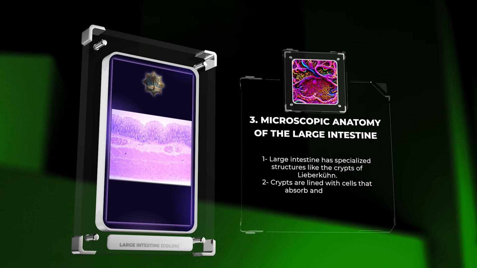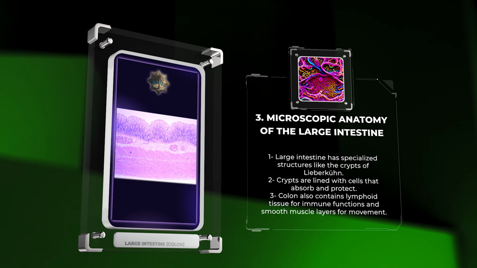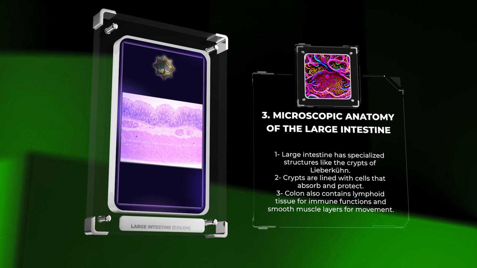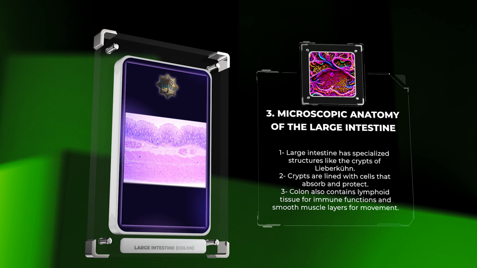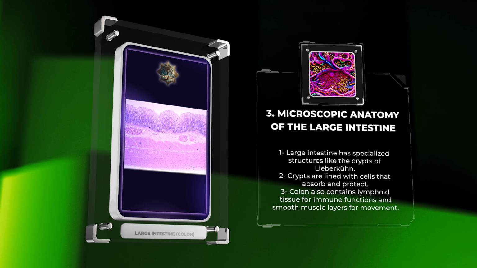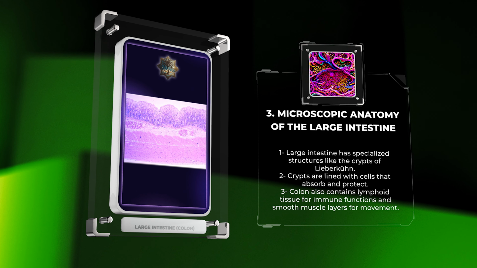The large intestine has specialized structures at the microscopic level, such as the crypts of Lieberkühn. These crypts are lined with cells that absorb and protect. The colon also has lymphoid tissue for immune functions and smooth muscle layers for movement.